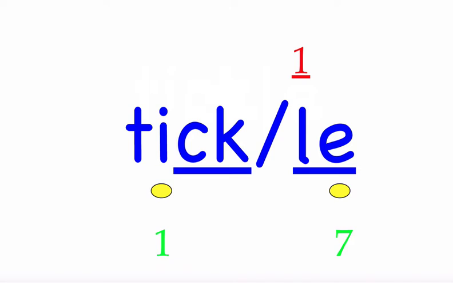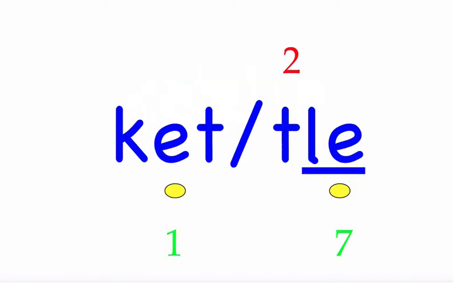Row 3, kettle. Kettle. Put the soup in the kettle. Kettle. Ket, three sounds. K, e, t. Tul, two sounds. T, ul. Ket, tul. Mark the word. Ket, tul. Shackle. Shackle. He did shackle the beast to the post. Shackle. First syllable shack, three sounds. Sh, a, k. Ul, one sound. Shack, ul. Mark the word.